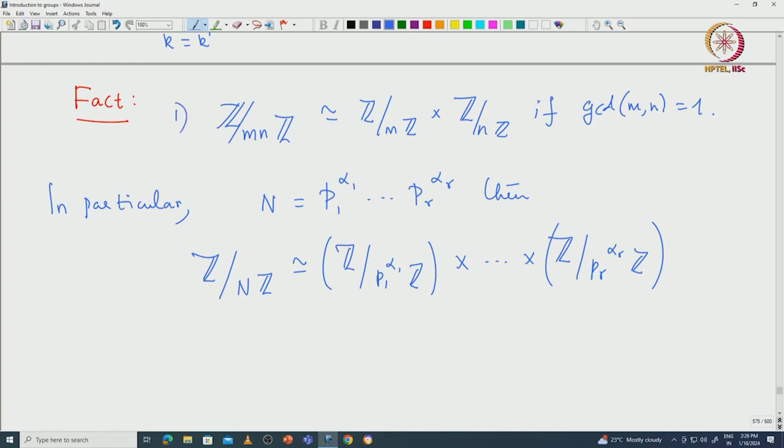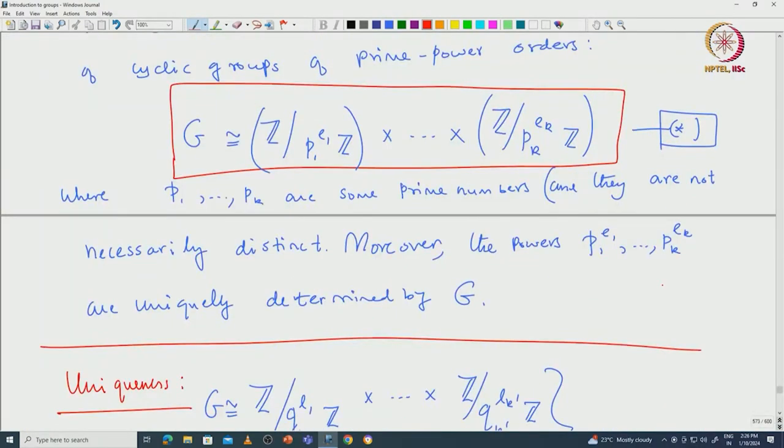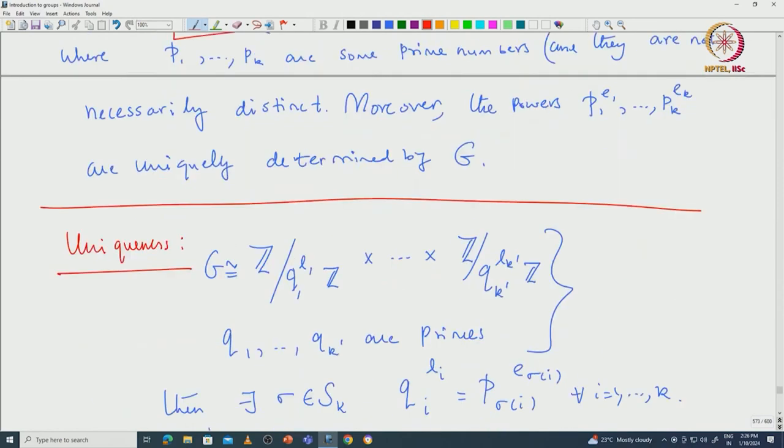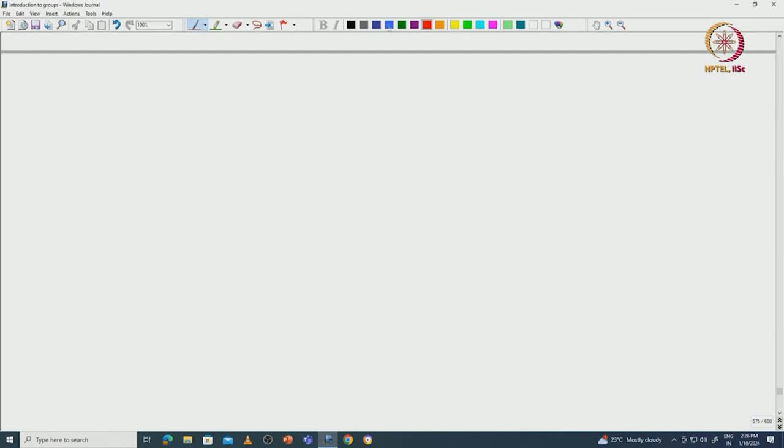So this is fact one, this is fact two. I will leave it to you to check both of them. Check that the second comes from the first; by induction you can actually prove it. Now using this and the first version of the structure theorem, you can play around and come up with the second version. So let us do one example and then we will state the second version.